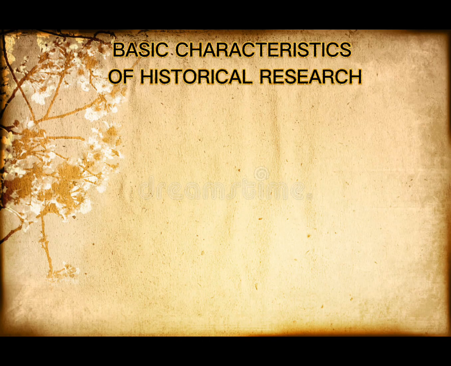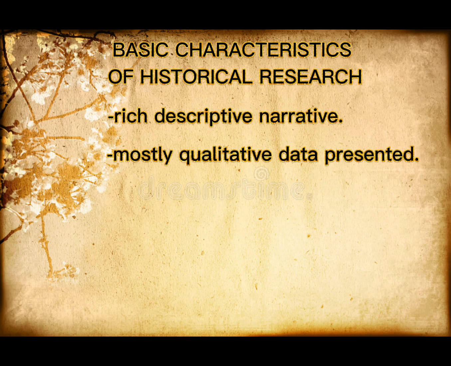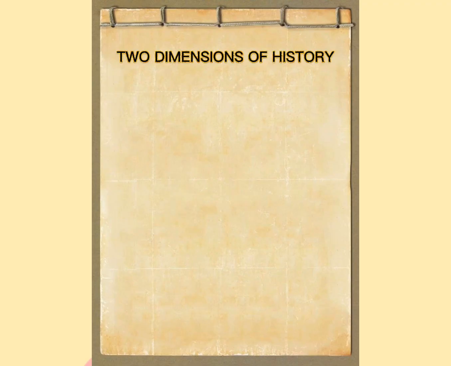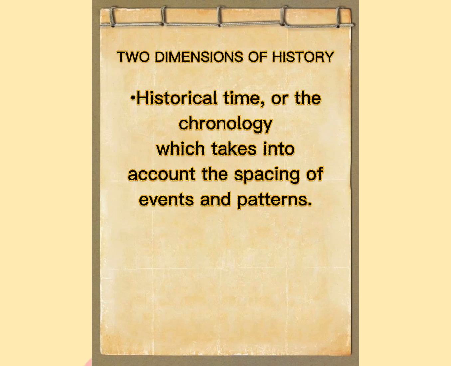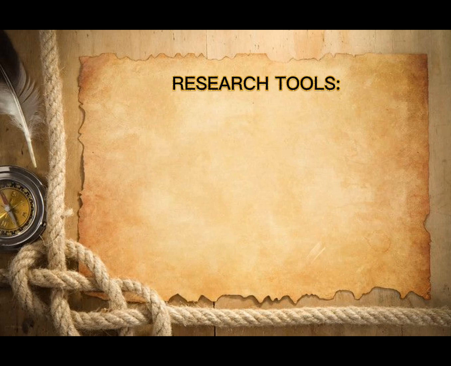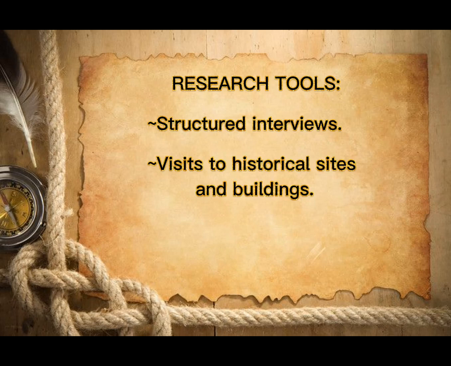Basic characteristics of historical research: rich descriptive narrative, with mostly qualitative data presented. Broad research questions are frequently used rather than narrowly defined hypotheses. Two dimensions of history: historical time, or the chronology which takes into account the spacing of events and patterns; and historical space, or where events occurred. Research tools: structured interviews, visits to historical sites and buildings, archives, libraries.